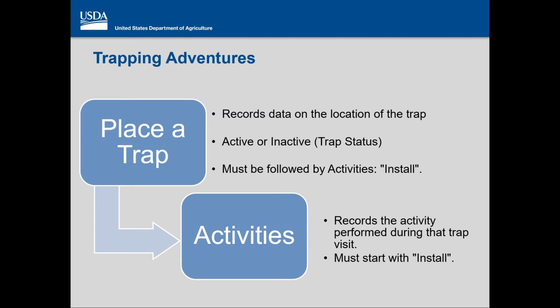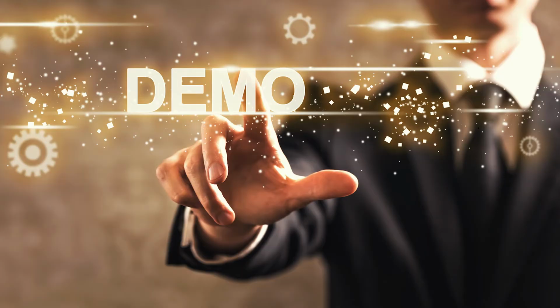So you place a point on the map, which is where the trap will go, and every visit to follow also will be recorded in the activities table. That records every activity performed during that trap visit. Again, it must start with install, but then there are other options such as monitor or even remove or other options. Let's have a look.